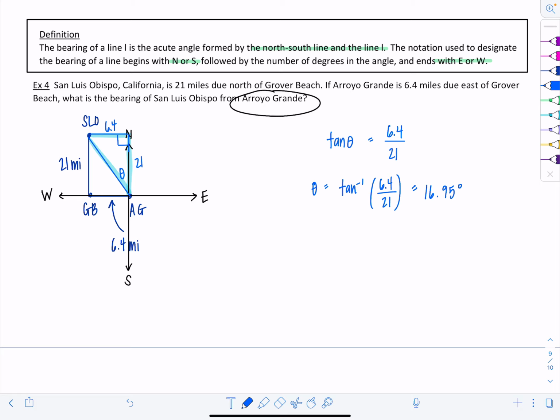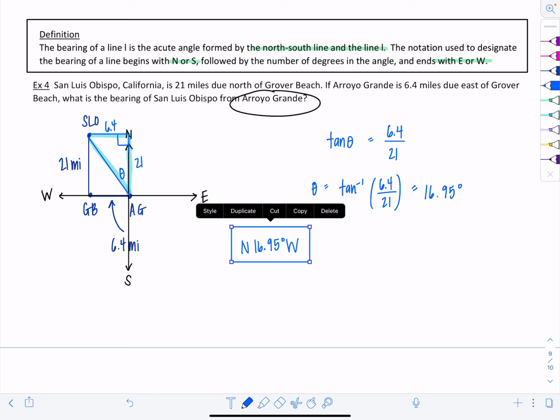Now, for our final answer, we have to write the bearing properly using N or S. Well, San Luis Obispo, SLO, is north of Arroyo Grande. So we're going to have north 16.95 degrees, and it was west as well. And that's your final answer. Bada bing, bada boom. Now you're ready to go sailing.